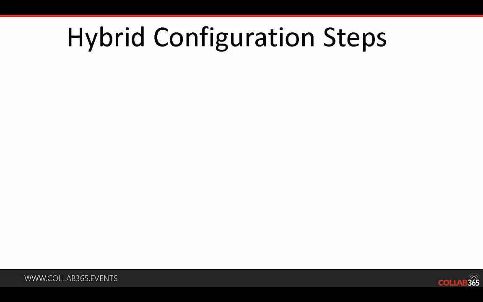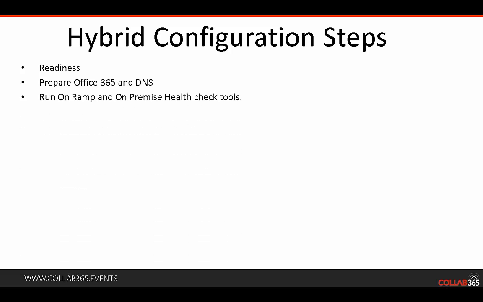Yay, hybrid configuration steps. That's what you were waiting for, right? So here you go. Readiness. The first thing is to ensure that readiness is up, everything is showing green. Then prepare Office 365 and DNS, public DNS as well. Then run the on-ramp tool, which I was talking about, the readiness tool.